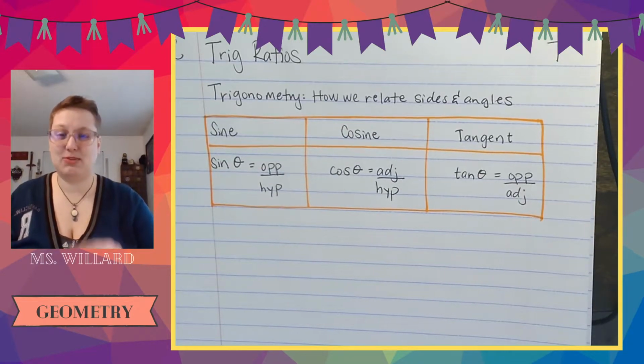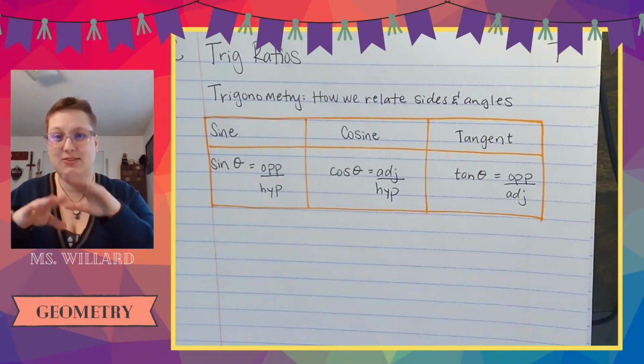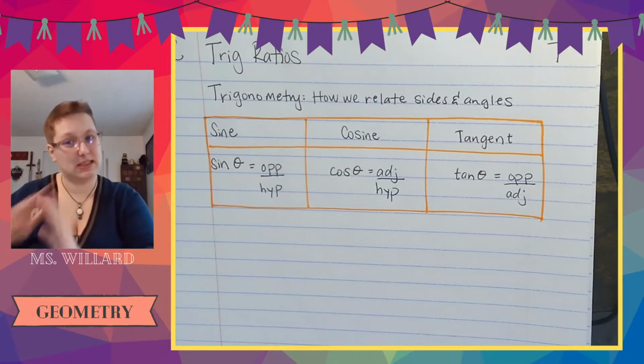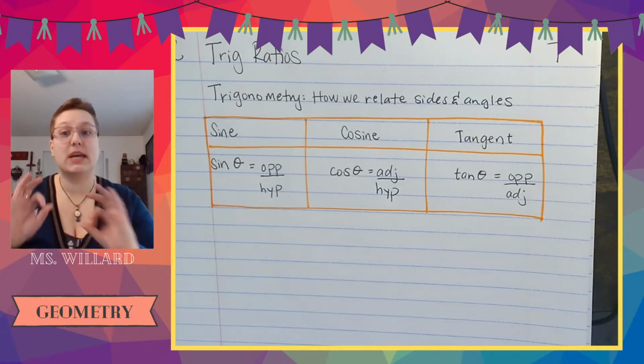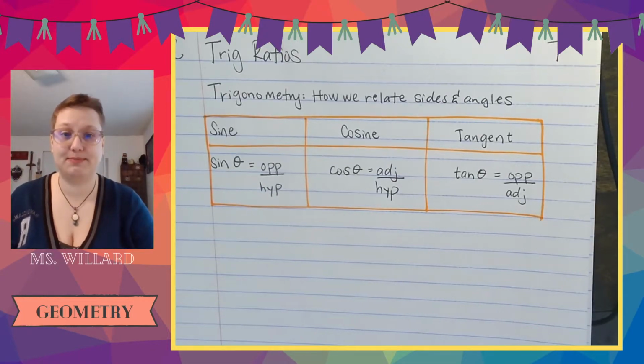These will always be the same. So no matter how big or small the triangle gets, the ratio will always be the same. That's why we have to kind of figure out the scale factor when we do this, but we will get into all of that, I promise.